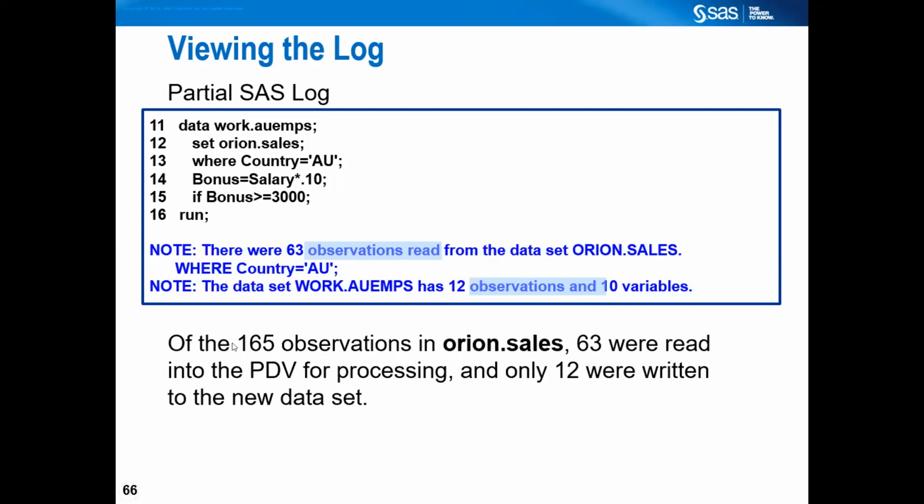It's trying to tell you that out of 165 observations from your input data, 63 were read into the PDV, which were true for country Australia. And among them, only 12 observations were selected, which are true for bonus greater than or equal to 3000.